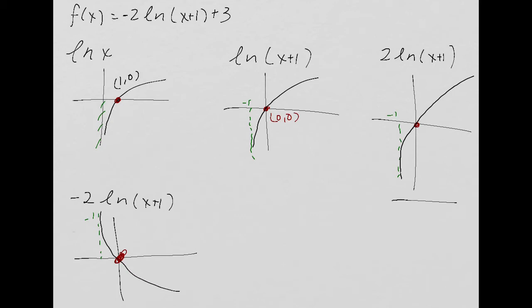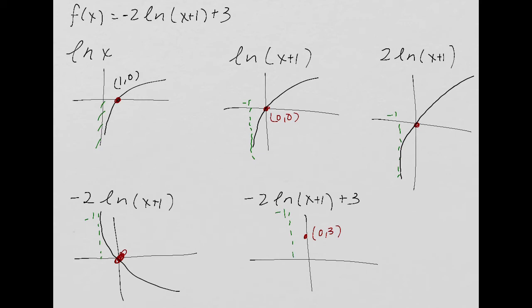So the relationship between this and this is just that the x-axis acted as a mirror. Now, the very last thing that we need to do is shift this up by 3 units. So you might ask yourself, where does that red point go? It was at (0, 0). Now the red point, if I move it up 3 units, will be at (0, 3). And the asymptote is still at the same value.